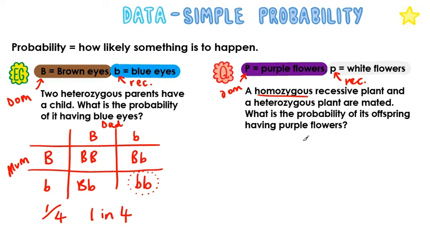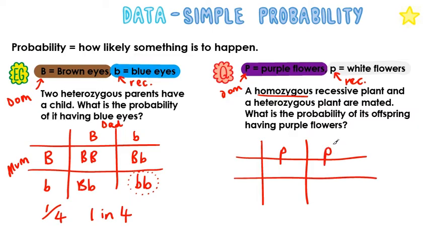Okay, so a homozygous recessive plant. Homozygous means 2 of the same alleles. So if it's homozygous recessive, that's 2 little p's. Little p, little p. I'll draw my grid first, that would help. Little p for one plant. And then a heterozygous plant means they've got 1 of each allele. Big P, little p. Try and make your dominant ones look as big and capital as you can.